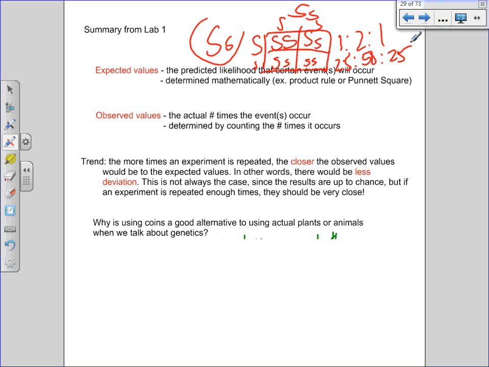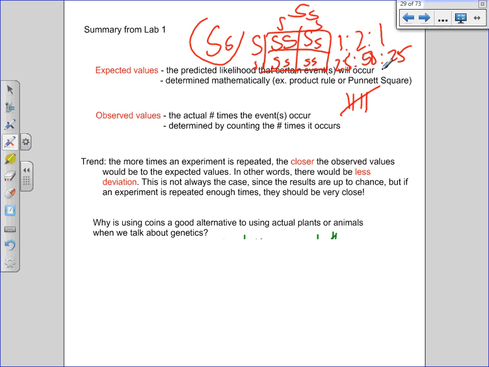When they actually did the tosses, then they did their little tallies, like 1, 2, 3, 4, 5. They tossed them 100 times, and they looked at their actual results. So the last column showed their actual results. And some ended up with close to what's expected, 25, 50, 25. But some were kind of off. And that's expected, because remember, what actually happens in nature is just by chance.